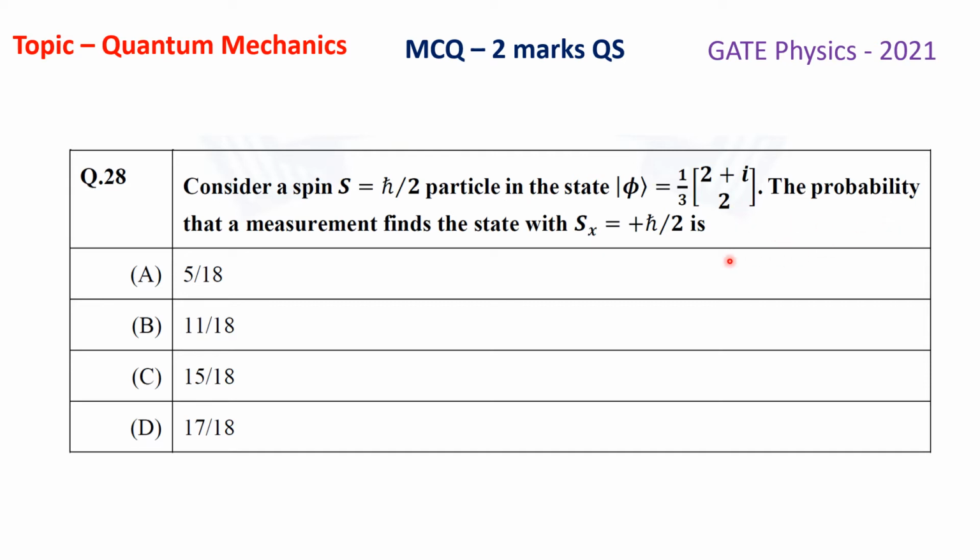The probability that a measurement finds the state with Sx, that is the x component of the spin, equal to plus ħ/2 is: option A 5/18, option B 11/18, option C 15/18, and option D 17/18. Let us see the solution part now.